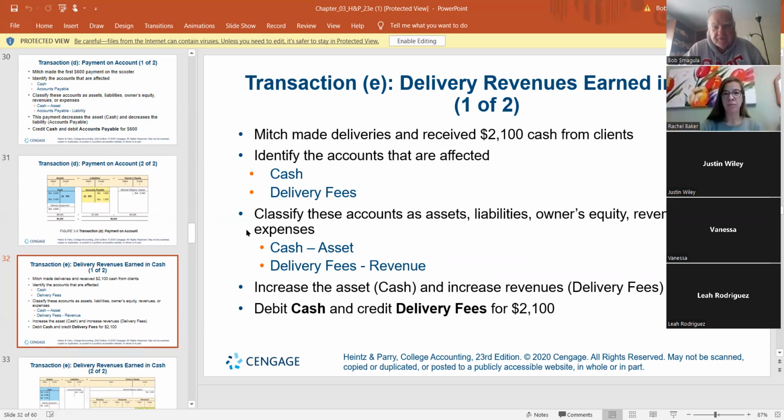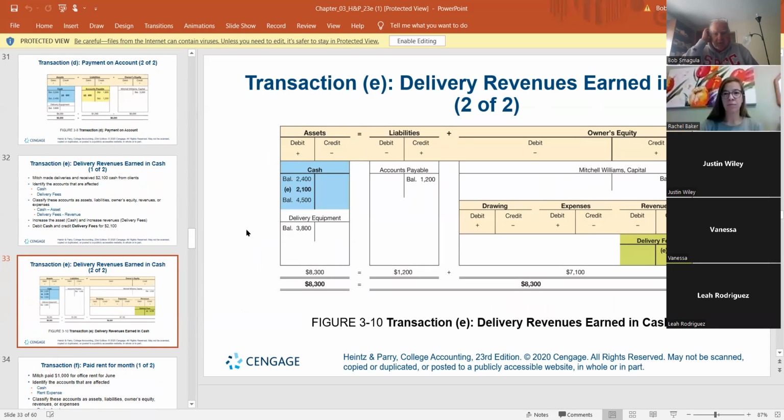Okay, he delivered some pizzas, and this time he got cash. Oh, that's great. Cash goes up, and so did our revenues. We're learning now that cash is an asset, which increases on the debit side. So naturally, delivery fees increase on the credit side. So now he has some revenue. Now his equity has gone from 5,000 to begin with, plus the 2,100. Now his equity is up to 7,100. Okay.